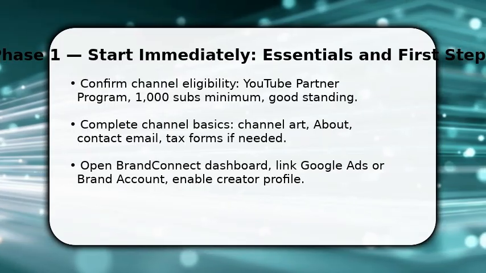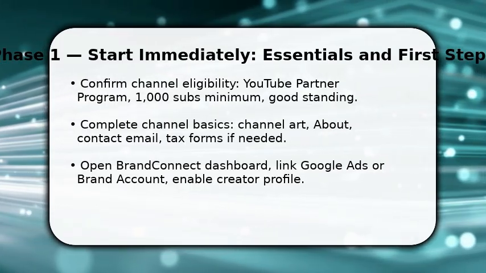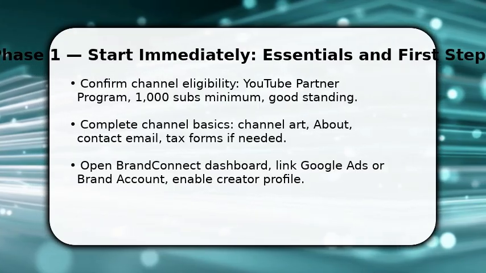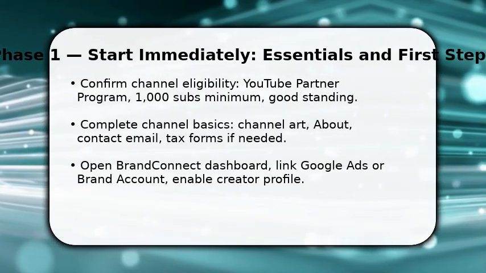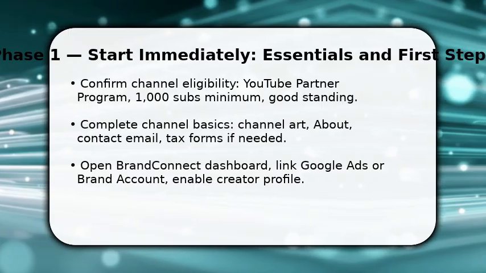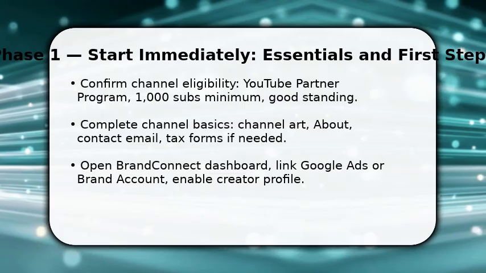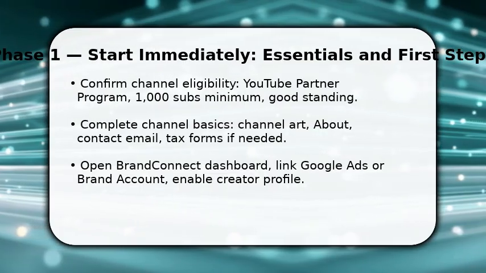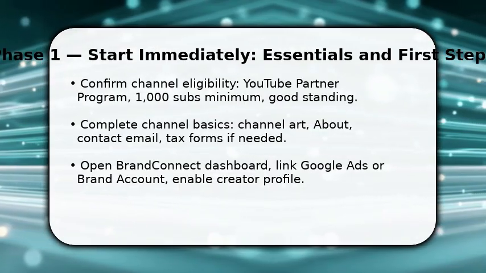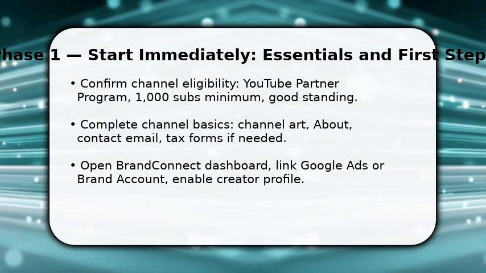Next, open the Brand Connect dashboard and link your brand account or Google Ads so campaigns can access your inventory. While doing that, fill in your creator profile with audience demographics and past campaign examples. This speeds approvals. Finally, save settings and refresh the dashboard. Now you're ready to start receiving briefs and opportunities.